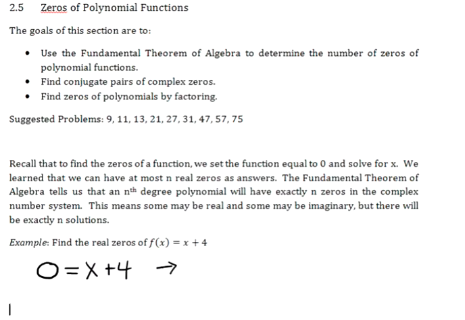Subtracting 4 from both sides, we end up getting that negative 4 is equal to x. We found one real zero for this function. This function also happens to have a degree of n equals 1. There's an unwritten 1 on the top of that x for our function f of x equals x plus 4. This means that we should find only one answer for the number of zeros in this problem.